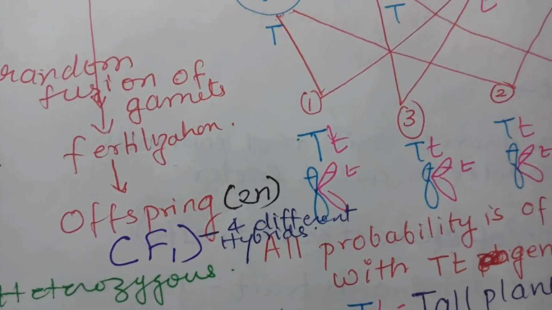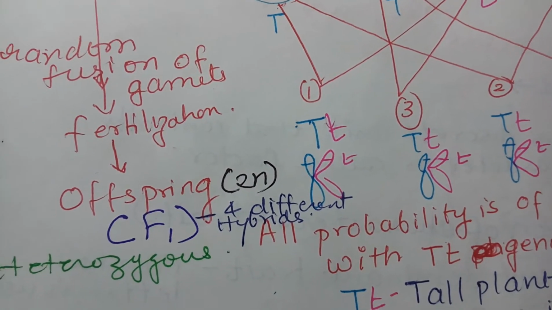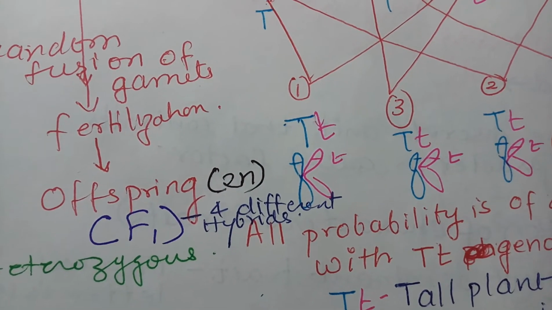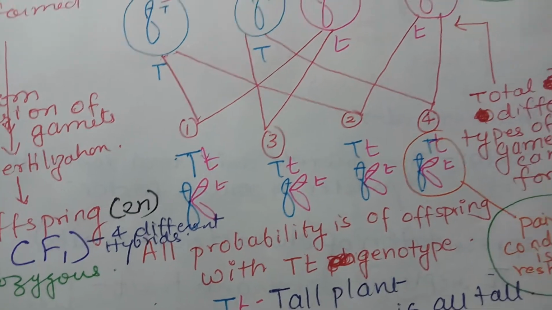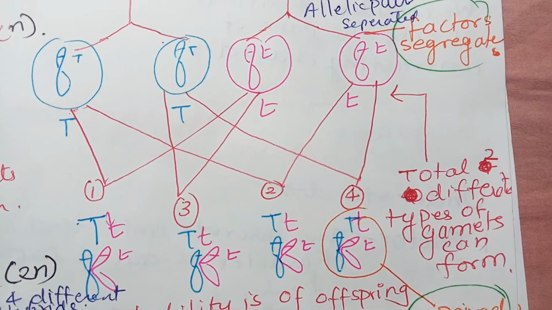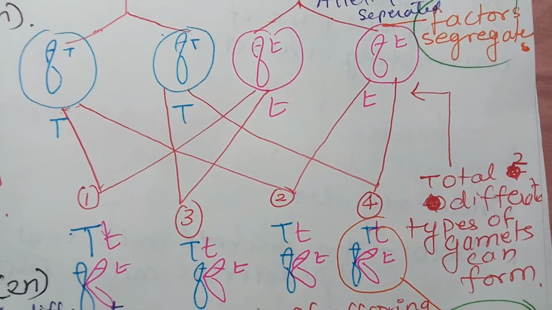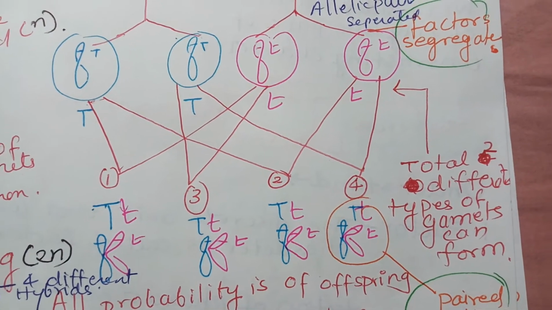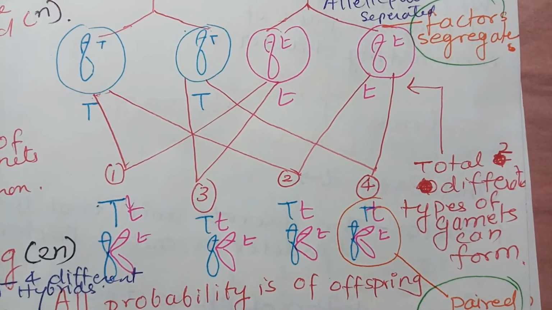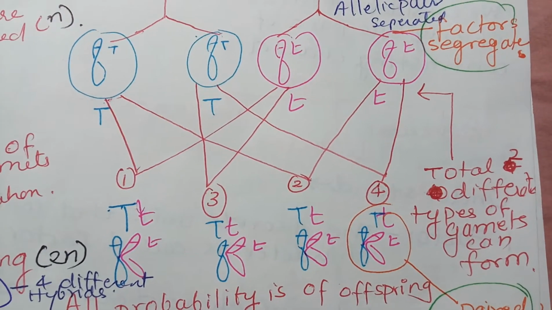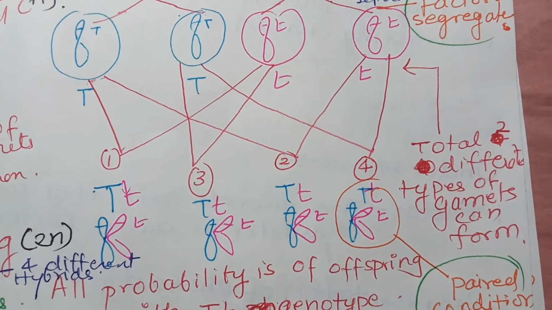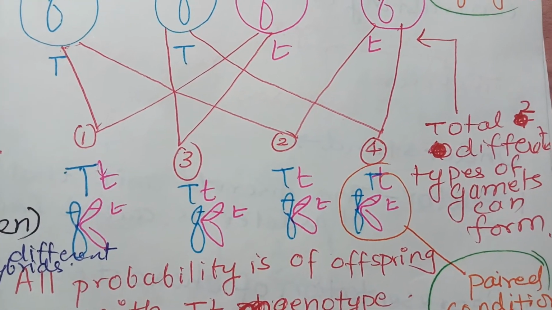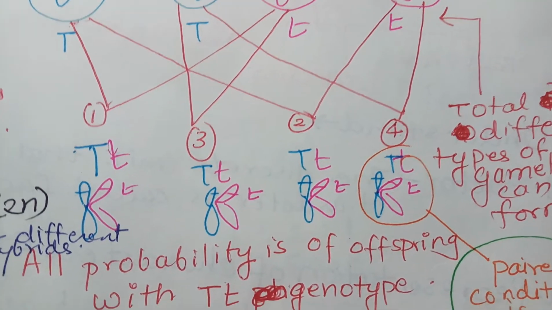So fusion occurs, fertilization occurs, and offspring is produced. This offspring is of the first generation, we say first filial generation. There are 4 different types of hybrid that could be produced by the combination of gametes. You can see here capital T from the male fuses with one of the female, and here you will see 4 different combinations, but all 4 are forming a similar type of hybrid, that is capital T and small t, and again the paired condition is restored.